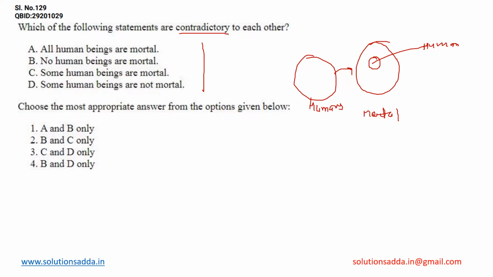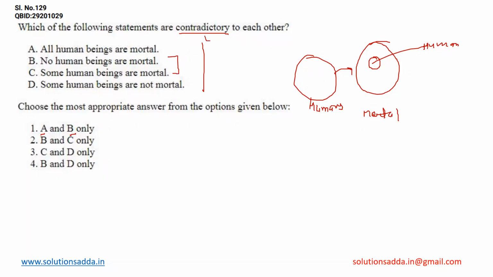So let's read the options now. Which two sentences contradict? Sentence A and sentence B. Sentence B says no human beings are mortal. So we can say that all humans are mortal here and no humans are mortal. That means there is not a single human who is mortal. How can we represent it like this? Now the next sentence is: some human beings are mortal. So can you see the pattern?